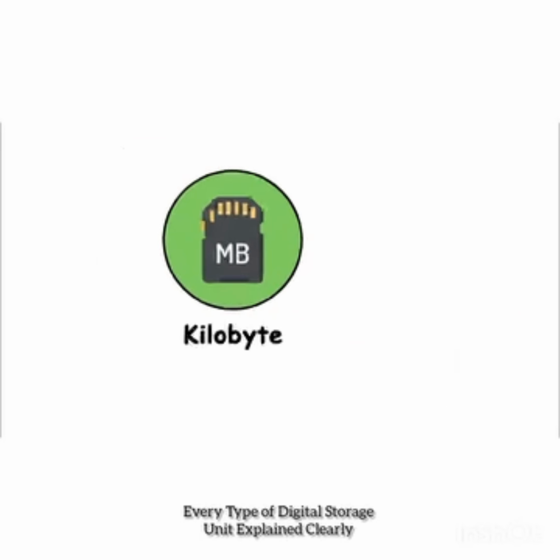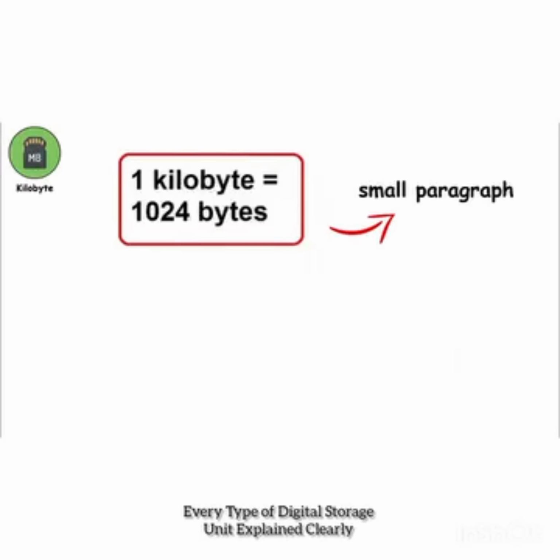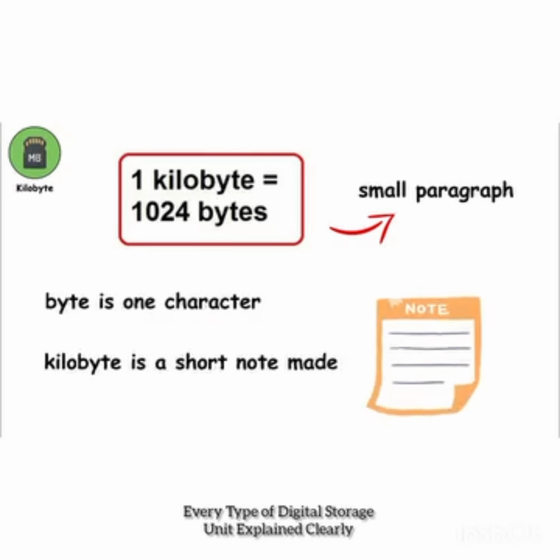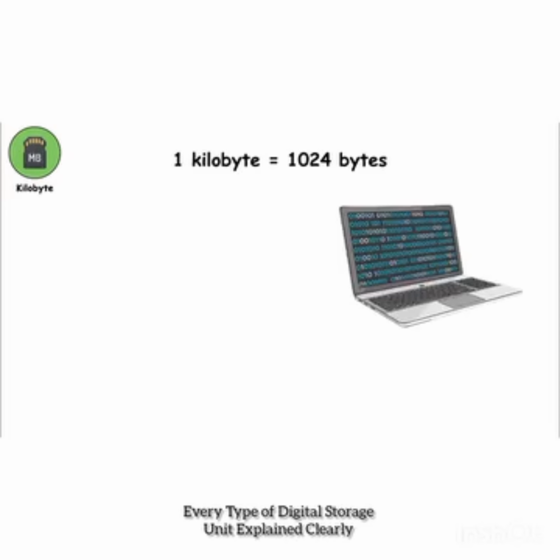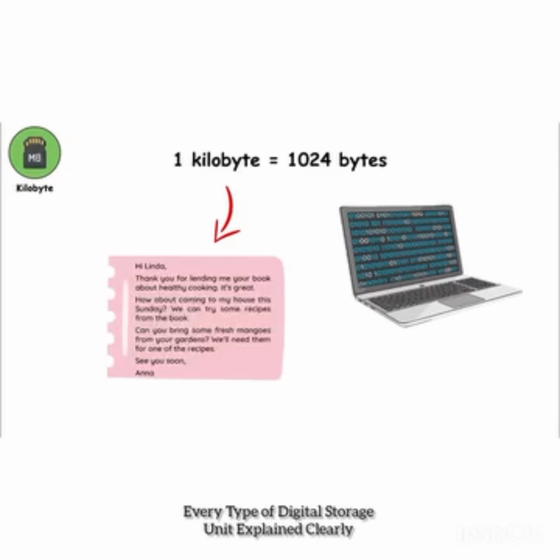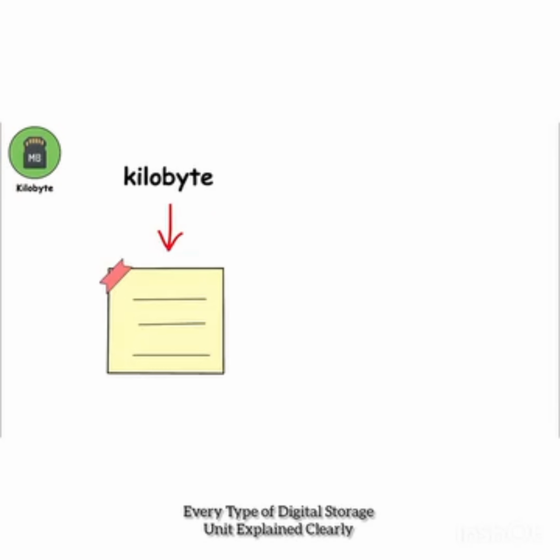Kilobyte. A kilobyte is like a small paragraph instead of a single letter in the digital world. If a byte is 1 character, 1 letter on a page, then a kilobyte is a short note made of many letters put together. Technically, 1 kilobyte equals 1024 bytes, because computers count using binary rather than the base 10 system humans use. This means a kilobyte can hold hundreds of characters, enough for a short message or a simple document. Think of a kilobyte as a sticky note compared to a byte being a single letter written on it.